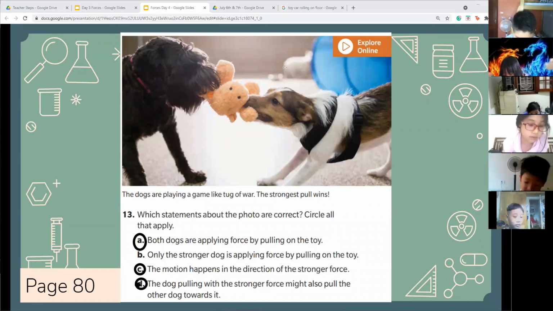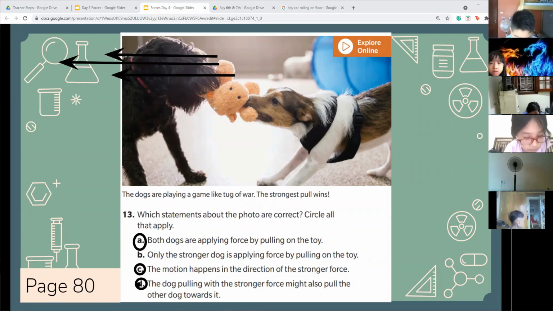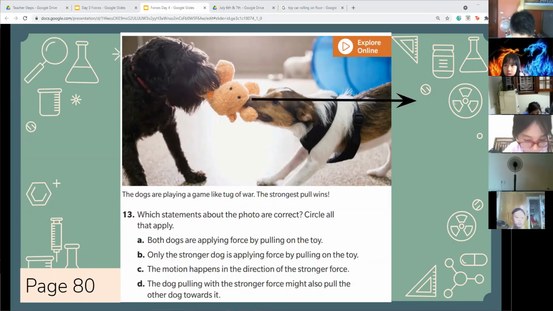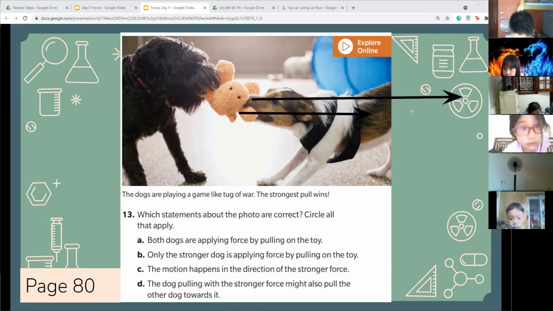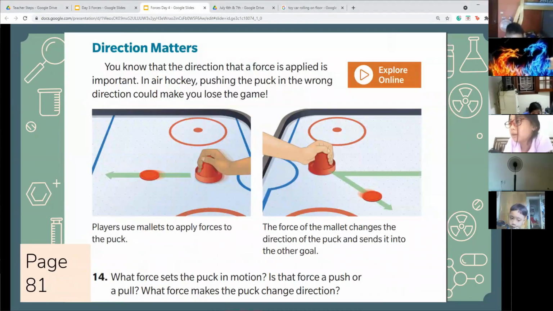The way they're talking about this is, if the black dog is stronger, then the teddy bear will go towards the black dog. It will go to the left. But if the brown and white dog pulls with stronger force, then the teddy bear will go to the right. Okay, direction matters. Let's have someone read the first paragraph. Robert, can you read the first paragraph?